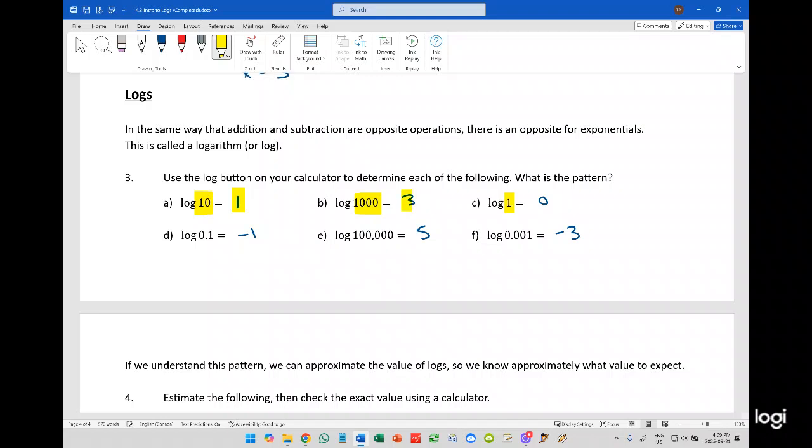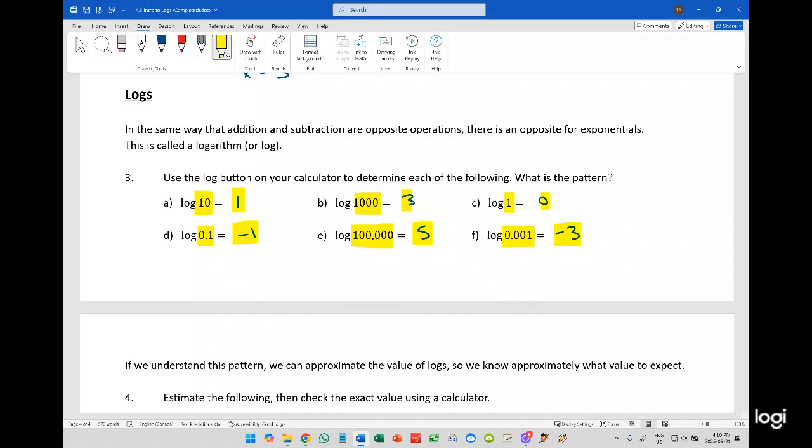What exponent do I put on 10 to get 1? Well, 10 to the exponent 0 will give me 1, so the exponent must be that. This one is actually 1 over 10, so 10 to the exponent -1 will give me 1 over 10. 10 to the exponent 5 will give me 100,000. 10 to the exponent -3 will give me 1 over 1,000, which is 0.001. So basically, this is telling me what exponent I need to put on 10 to get that number.